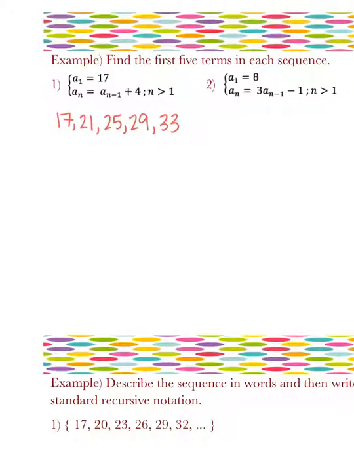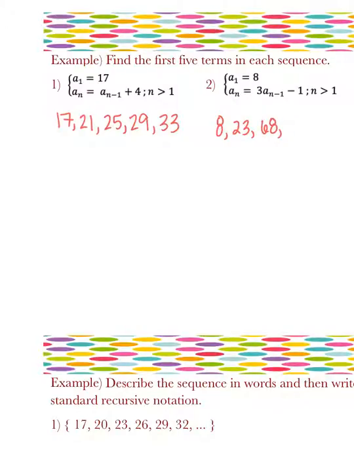It says a sub 1 is 8. Now it says a sub n is equal to 3 times a sub n minus 1 minus 1. So I'm going to take 8 times 3, which is 24, subtract 1, and that gives me a 23. Now for the next term, I'm taking 23 times 3, which is 69. Take 69 minus 1, and I get a 68.